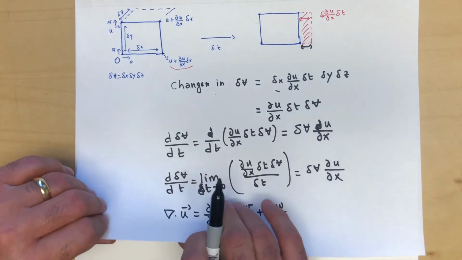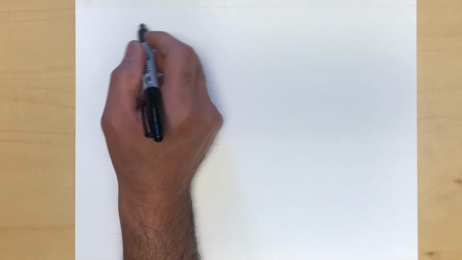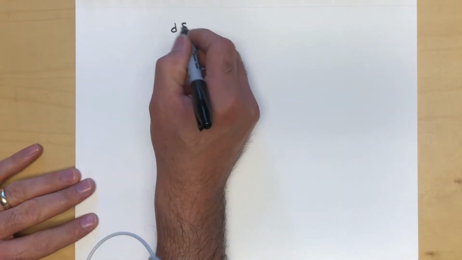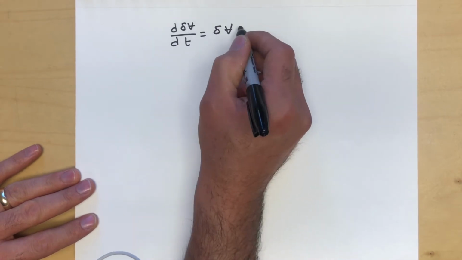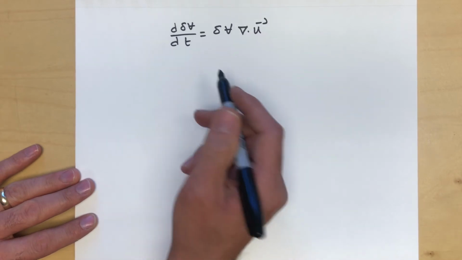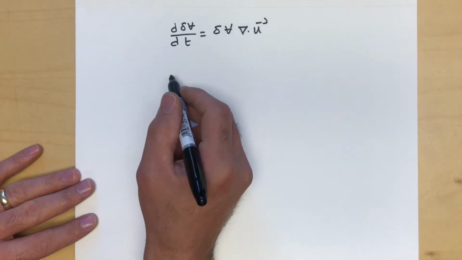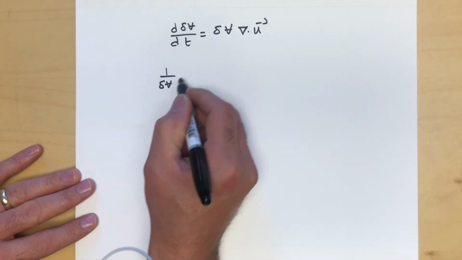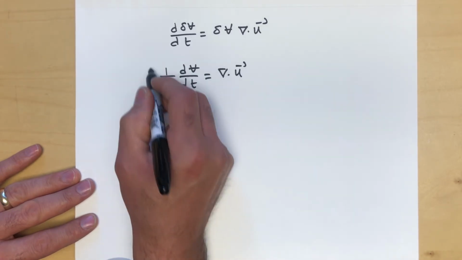And in fact, if you repeat this same analysis and you do it for all three velocity components, u, v, and w, and you extend the cube appropriately, what you're going to get is d delta v by dt is equal to delta v div u. Now, a better way to write this is the rate of change of volume per unit volume, so we don't depend on the size of the volume. So we typically write this 1 over delta v dv by dt is equal to div u.